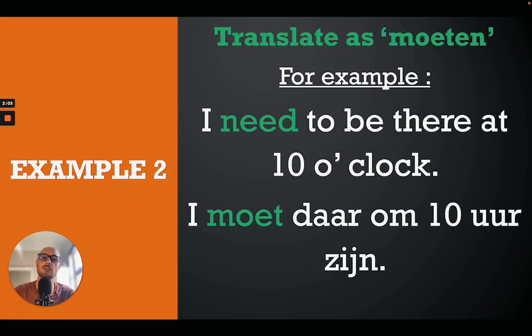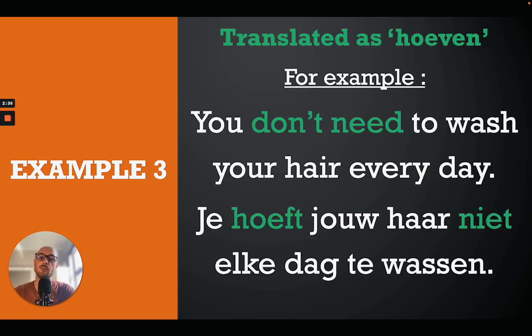We go to our second example. Sometimes need can be an obligation, a must: something you need, something you must, something you have to do. In this case, we will translate it as moeten. I need to be there at 10 o'clock: ik moet daar om 10 uur zijn. As you can see, this implies an obligation that you have to be there at 10 o'clock, so the correct translation is moeten. That was our first and second example.